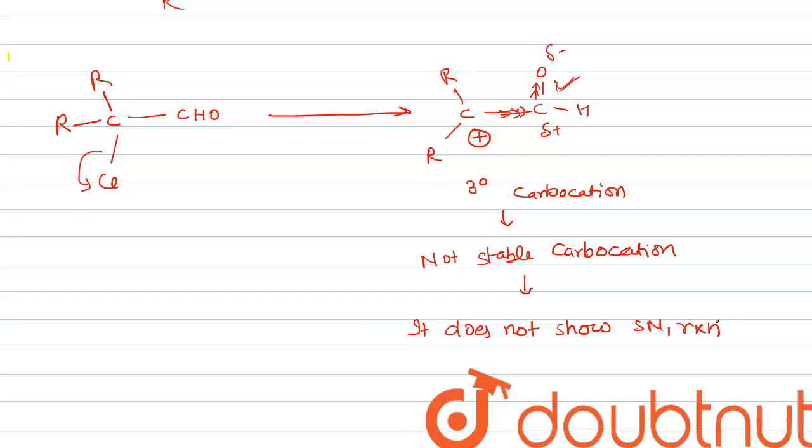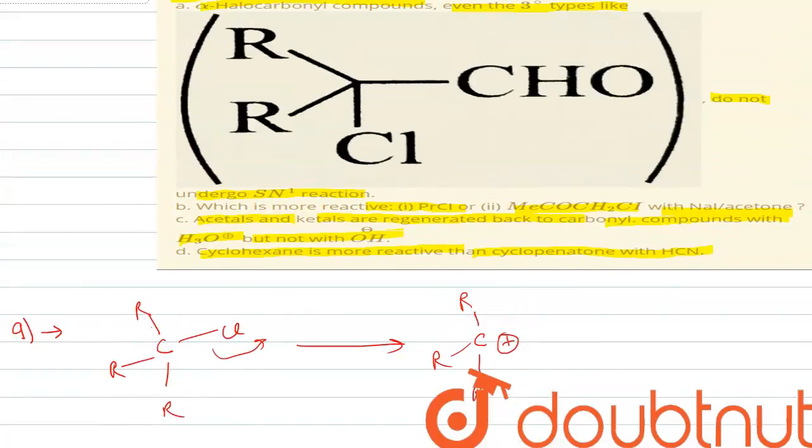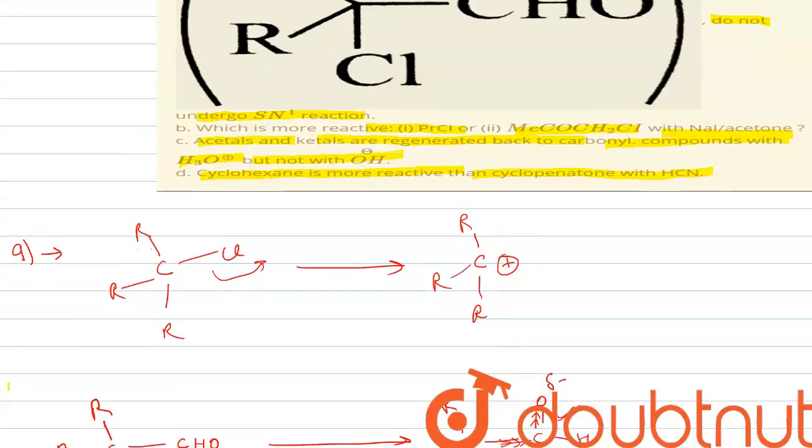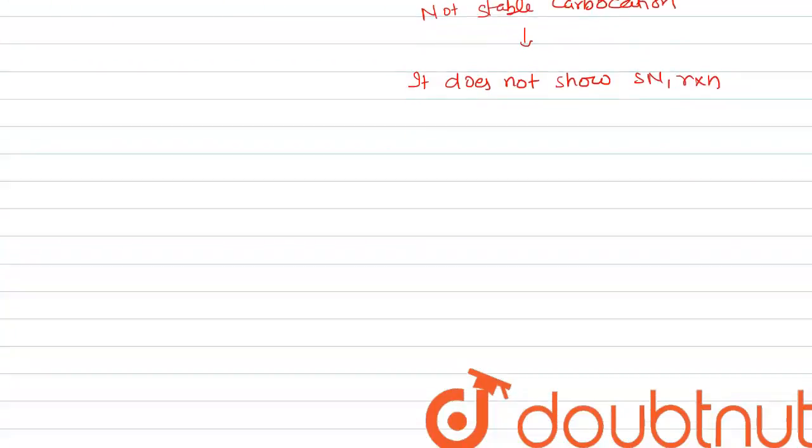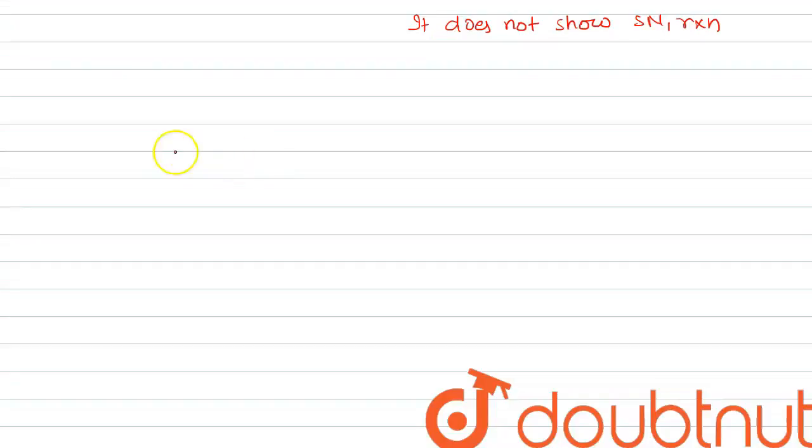So let's talk about the second question. What is our second question? Which is more reactive, propyl chloride or CH3COCH2Cl, with sodium iodide in the presence of acetone? So let's understand our problem B.